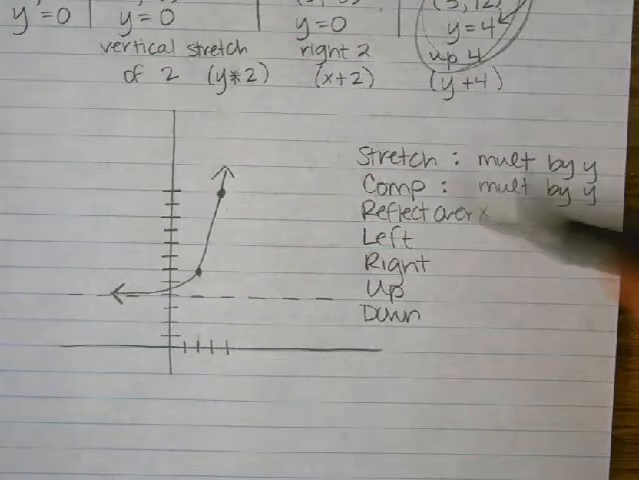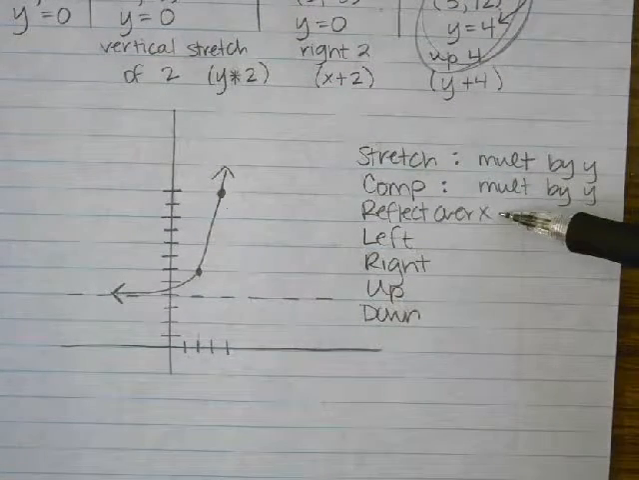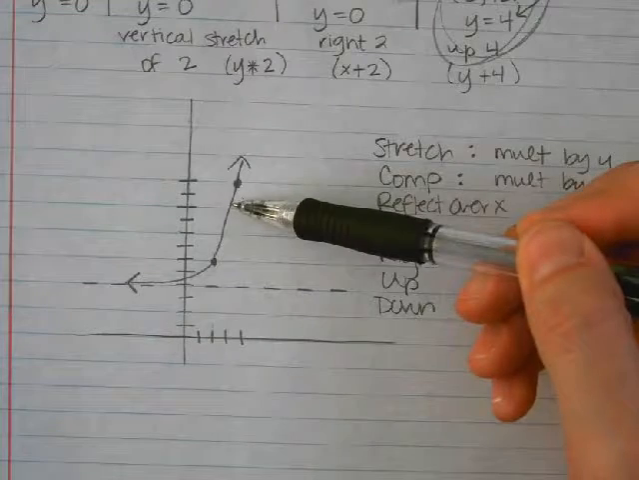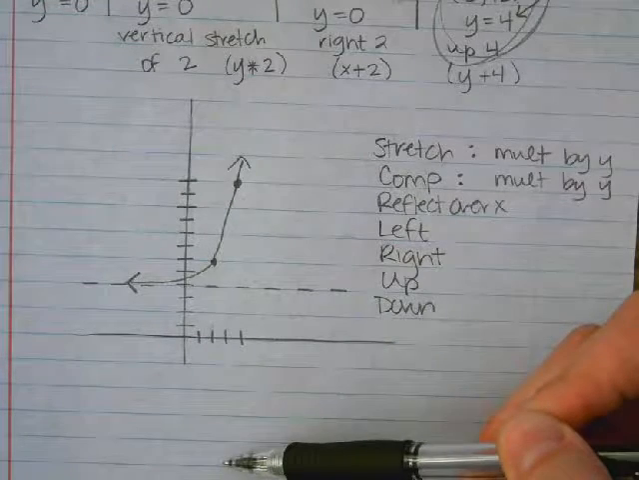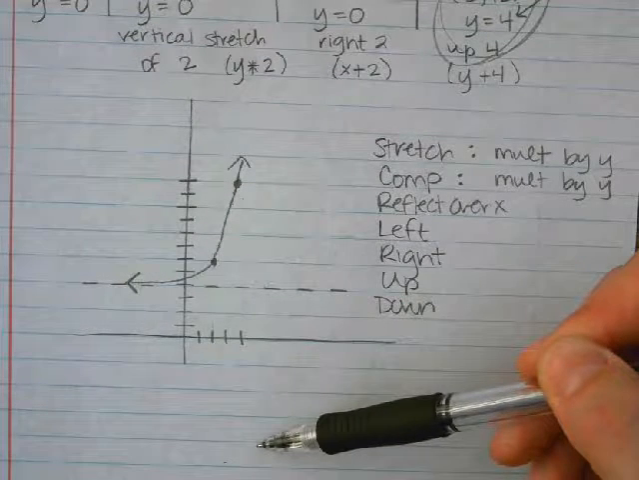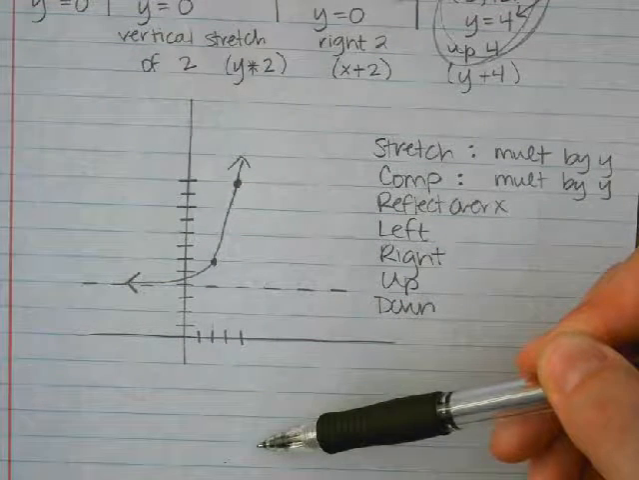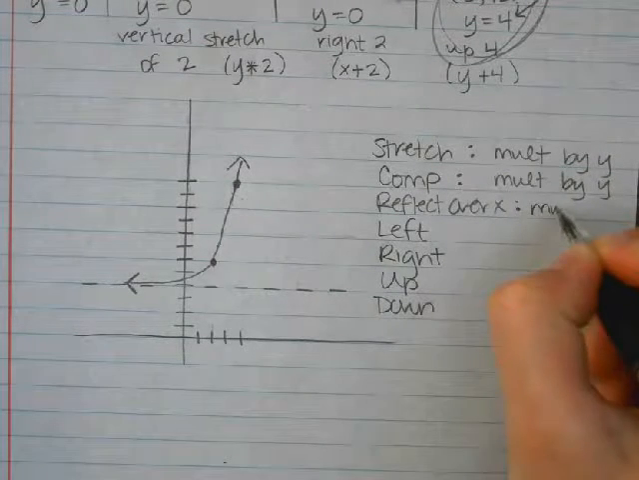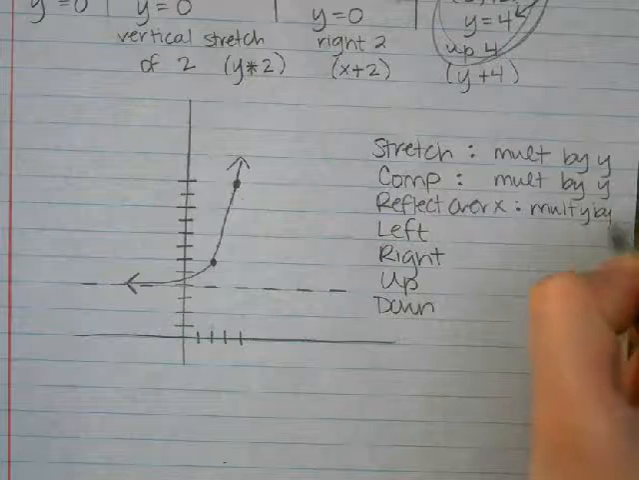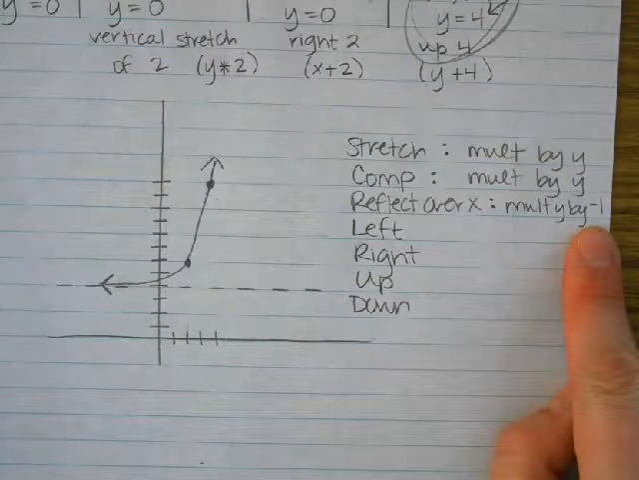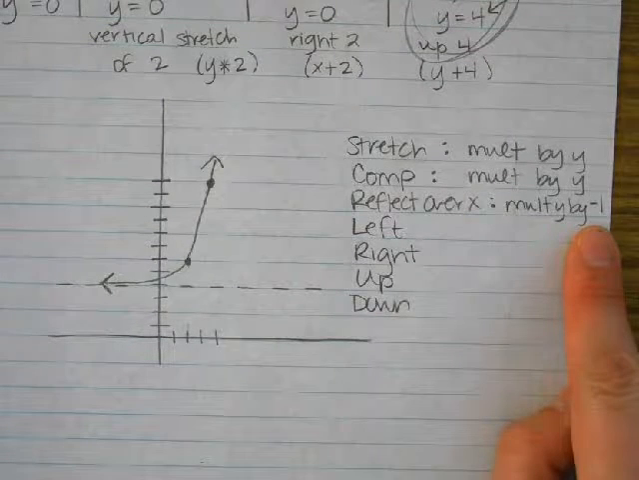Okay. The next transformation is if you reflect it. If you reflect it over the x-axis, that means you took a picture of a graph that was up here and you moved it down here. So if you take something that's up and you move it down, are you changing the x value or are you changing the y value? The y value, right? So that means that you're going to multiply the y by -1. That's how we deal with the reflection over the x-axis. We take the y coordinate and we multiply it by -1.